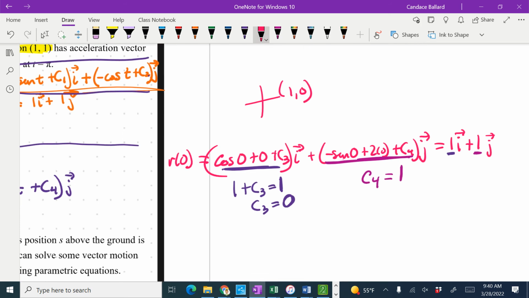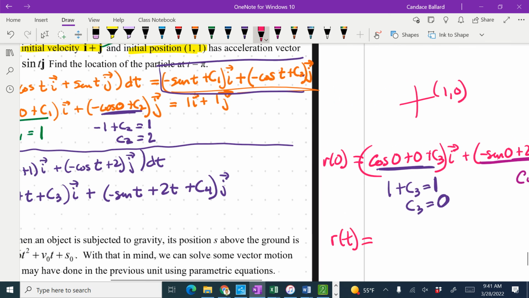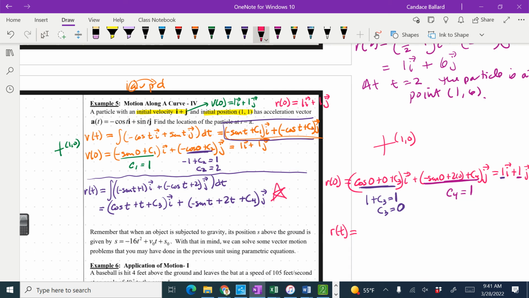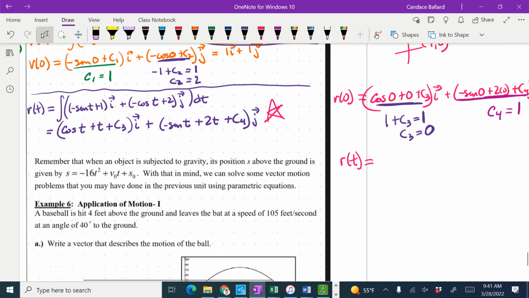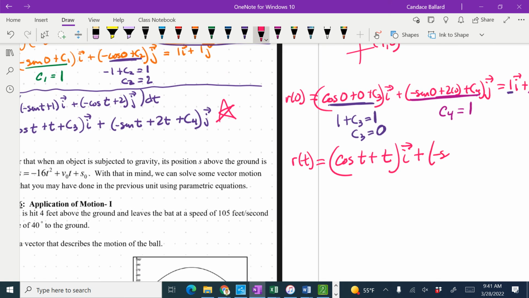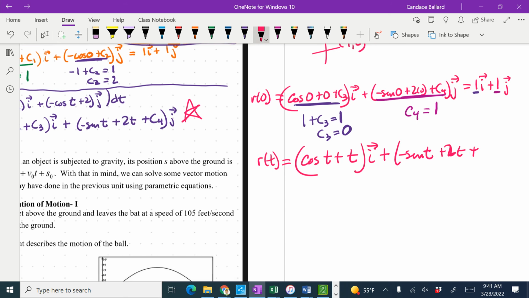Okay. I'm going to rewrite my function, and then I'm going to go back and read my problem and make sure I've got what I wanted. I'm going to rewrite based on this line right here. So I've got cosine of t plus 0, right? Times vector i, plus negative sine of t plus 2t plus 1 times vector j. It's vector j.